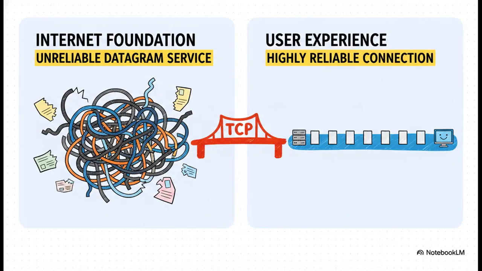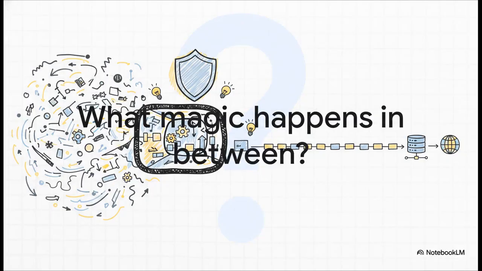So here's the thing that's kind of wild when you think about it. On one hand, the actual nuts and bolts of the internet, the raw network, is a chaotic, unreliable mess. I mean, it's designed to be simple, which also means it's just not trustworthy. But on the other hand, what you and I experience is smooth, orderly, reliable. You can download a huge file, and it just works perfectly every single time. So what's the magic trick here? What happens in between that chaos and the order we see on our screens?